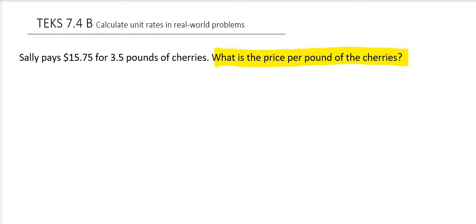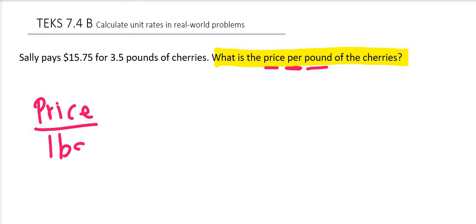Read the question again. What is the price per pound of the cherries? We have a keyword here, per, okay? We're comparing price and pound. So we're going to write that as a rate because something is changing. We're comparing two different quantities with two different units. So we're going to put price per pound. It wants us to find the price per pound of the cherries.